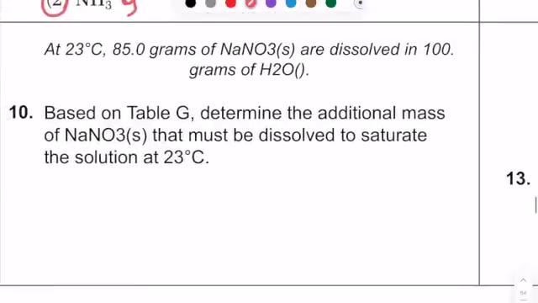Based on table G, determine the additional mass of NaNO3 that must be dissolved to saturate the solution at 23 degrees Celsius. So at 23 degrees Celsius, we already have 85 grams of NaNO3. And we need to dissolve about 90 grams to make a saturated solution to get to the line. So that will be about 5 grams more that we need.